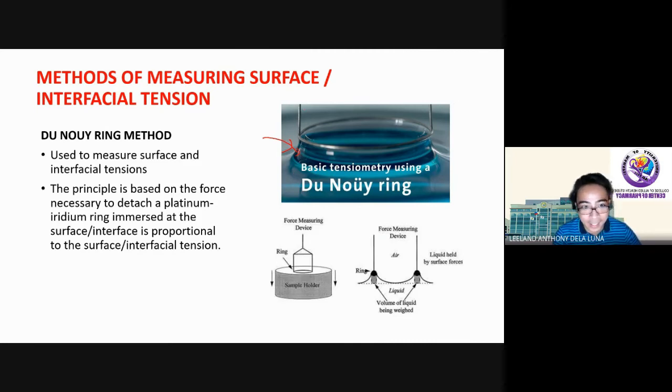And again class, this ring is specially made. It's a platinum iridium alloy. Okay? So it's a special metal. Hindi ko lang alam kung bakit yun ang metal na gamit nila. I guess it's lighter. So it's easier to measure the force generated when you're pulling the ring upwards. Okay?